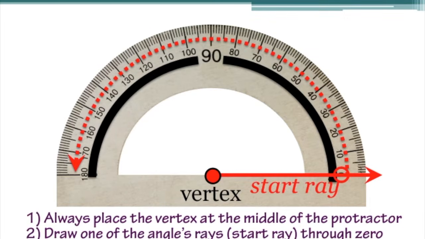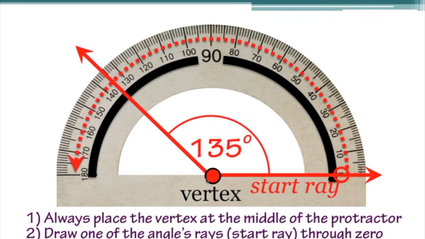So let's try a few more examples. What do you think the measure of this angle is? Well, remember, our start ray goes through this 0 here, so we'll use the outside numbers until we get all the way to the other ray of our angle. So let's start from here. 0, 10, 20, 30, 40, 50, 60, 70, 80, 90, 100, 110, 120, 130, 131, 132, 133, 134, 135. So the measure of this angle here is 135 degrees.